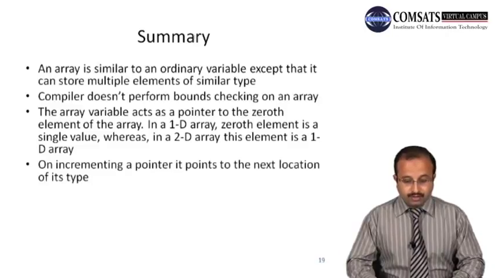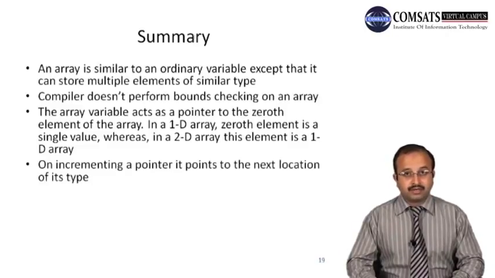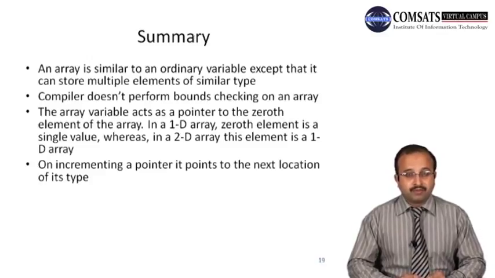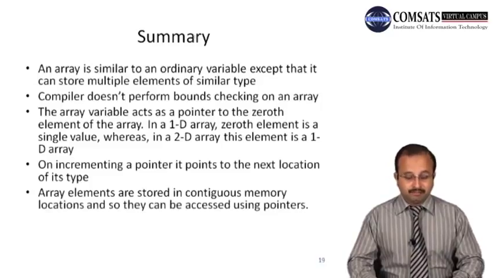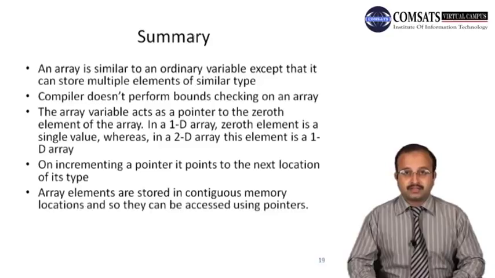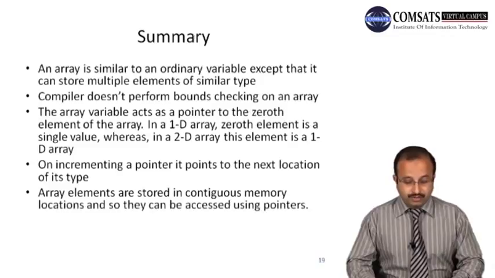On incrementing a pointer, it points to the next location of its type. If the pointer is character type, it points to the next byte, that is 1 byte away. If the pointer is integer type, the next value is 4 bytes away, and it points to the memory location that is 4 bytes from the current position of that pointer. Array elements are stored in continuous memory locations, and so they can be accessed using a pointer. We have seen that we can access array elements using the array name, and using a pointer as well, and how we can pass an array to a function.